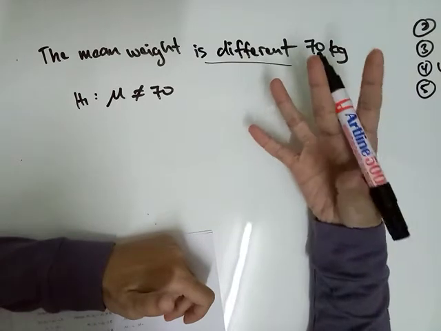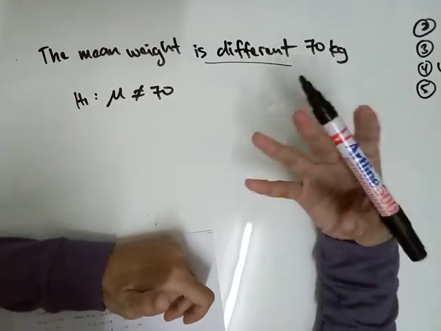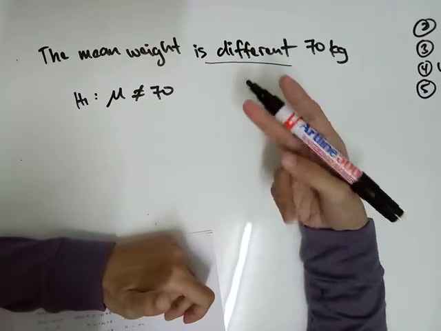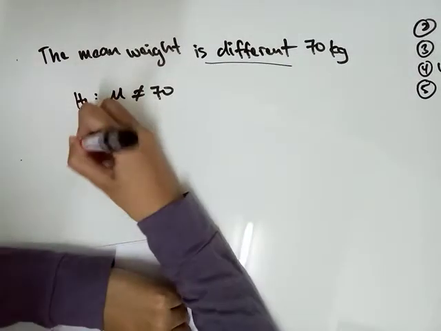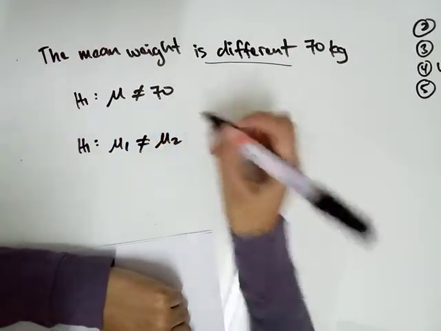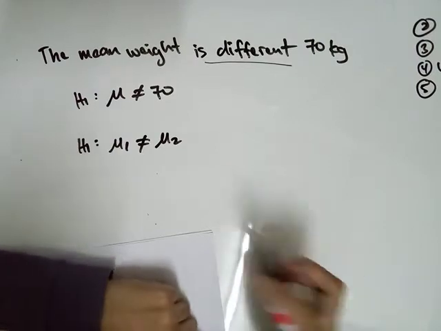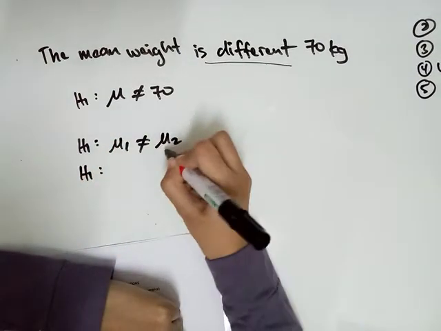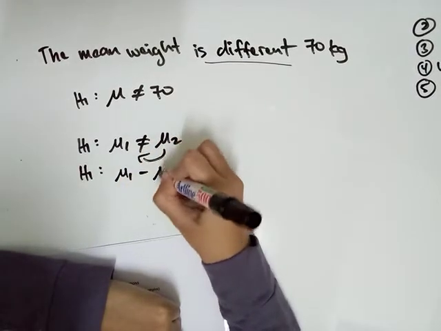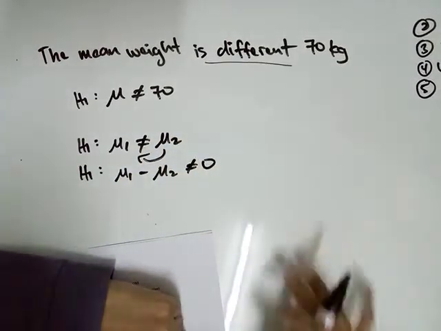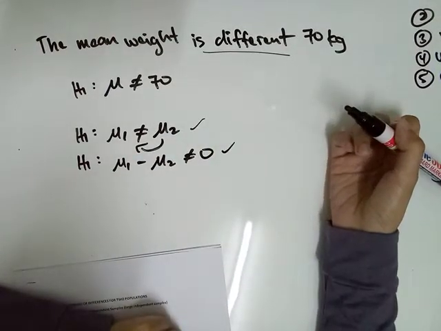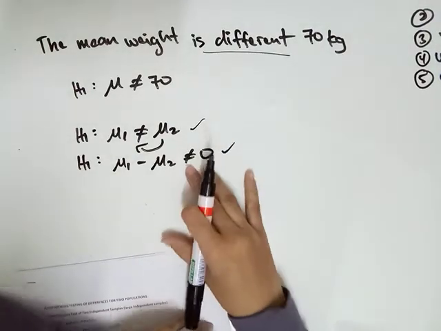The population mean values are not given, so it will give a hint that the two population means are different, or the two population means are not the same. So you can say that H1: mu1 not equal mu2. Or you can bring mu2 to the left side, so mu1 minus mu2 not equal 0. You can let either one, no problem. So this is for not equal.